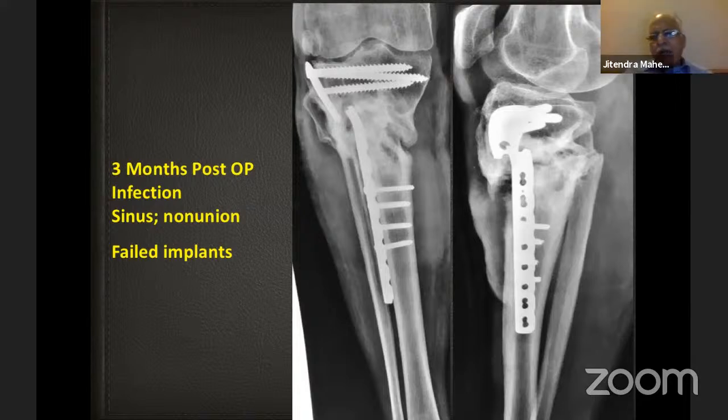Dr. Jignesh, how mobile is this fracture now clinically? Sir, the patient could walk with the stick. It means it is fibrous union. It was fibrous union because he was walking, but with varus deformity.